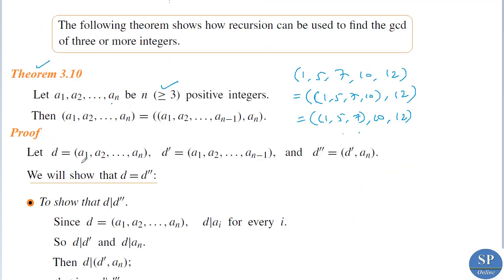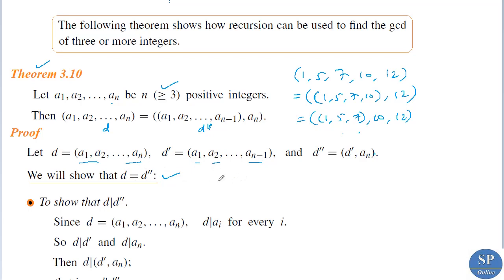Let d equal the GCD of a1, a2, etc., an. d dash is equal to the GCD of a1, a2, etc., an minus 1, and d double dash is equal to the GCD of d dash comma an. Actually we have, this is d and this is d double dash, because d dash is a1, a2, etc., an minus 1, and d double dash is d dash comma an. So we need to prove that d equals d double dash. So we are going to prove that.